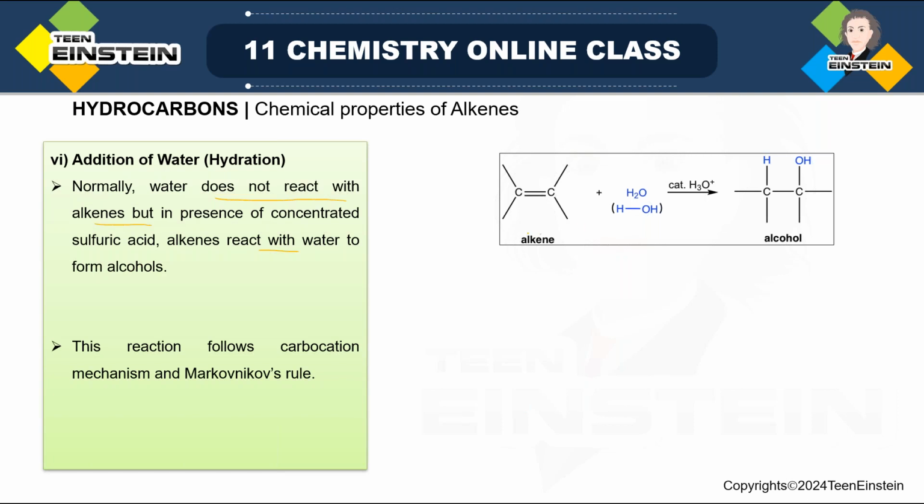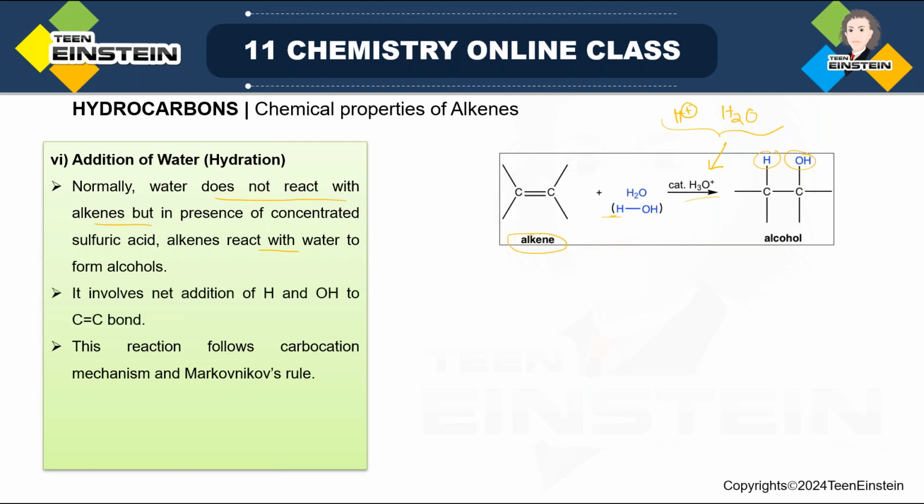Here you can see this is the general alkene structure, and we have taken water in blue color, and net addition of H and OH to the C=C double bond. Here H2SO4 is not mentioned, but it is written as catalytic H3O plus, because when H plus is present in the medium and there is H2O, together they produce hydronium ion. That is why it is written in this way. And if it is an unsymmetrical alkene, it will be according to Markovnikov's rule, because here also the mechanism is a carbocation mechanism.